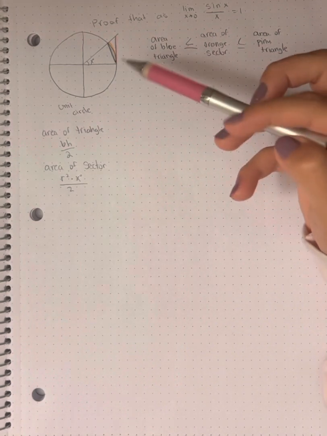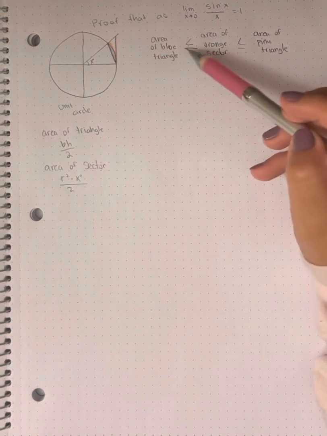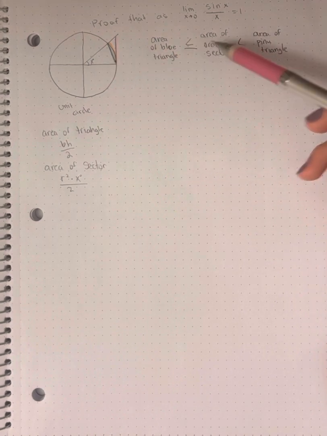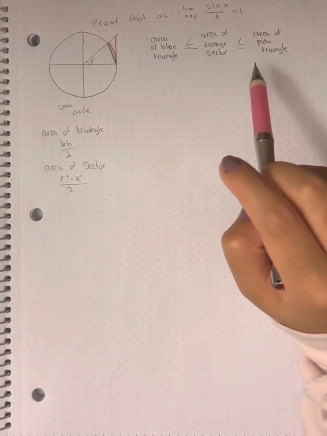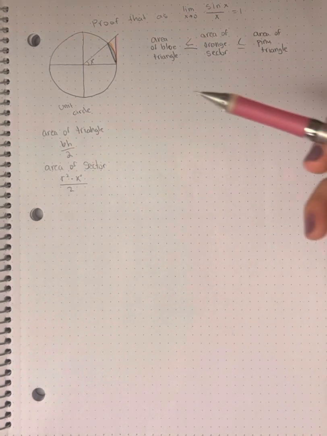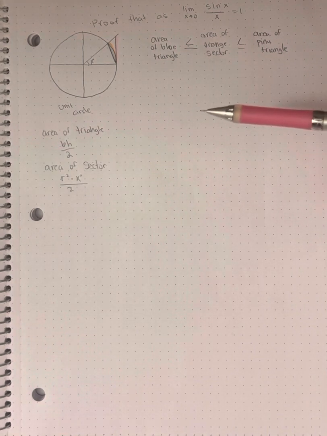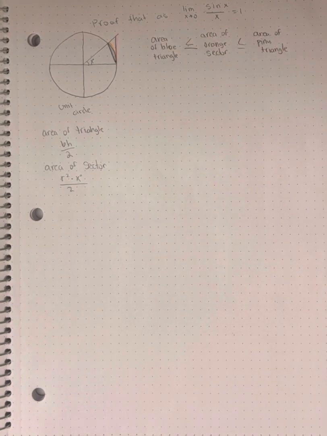And we can obviously see that this blue triangle is smaller than our orange sector, which is smaller than our pink triangle. So that can be represented by this. Now, if we wanted to make this more quantifiable, with numbers, we could figure out what the areas of these things are.